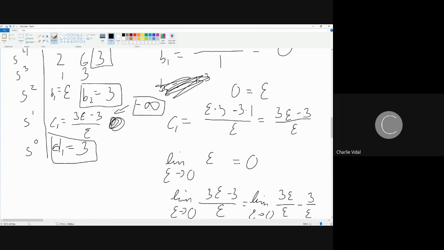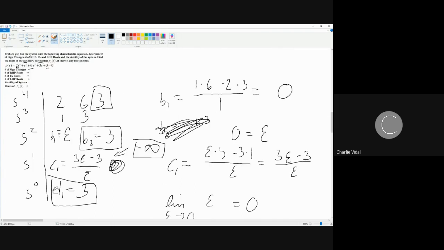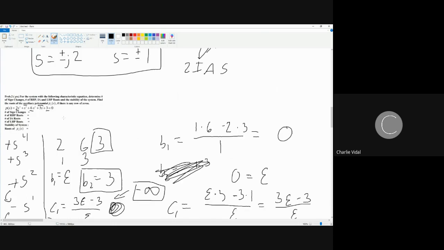So for the sign changes, 2 is positive, 1 is positive. Epsilon we say is 0, and 0 is neither positive nor negative, so there's no sign change. So we're just going to say that it's positive. Negative infinity is negative. And then it goes back to positive 3, which is positive. So you can see right here that it goes from positive to negative, and then from negative to positive, also known as 2 sign changes. So this is 2.